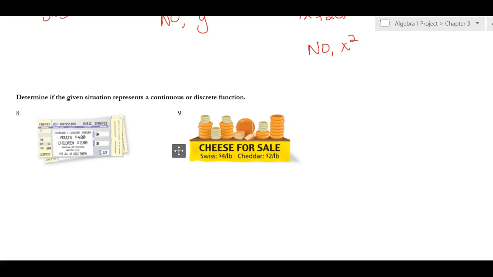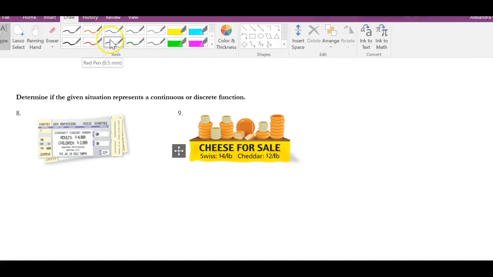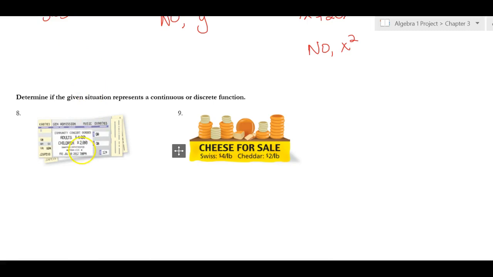Okay, so now we're going to look at some that are discrete or continuous and decide what it is. And so right here, what's going on is you're buying tickets. Adult tickets are $4, children's tickets are $2. Well, here's an example where I have a specific amount I can plug in. My domain is going to represent the number of tickets. And so I can only buy whole number tickets. I cannot buy part of a ticket. And so because I can only buy whole number tickets, this is a discrete function.